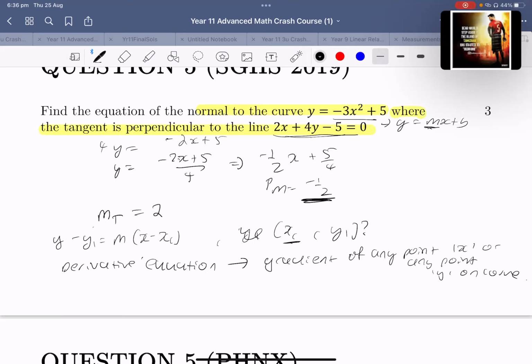What do we want? We want the gradient of the tangent to be 2. We already have a y equation here, so let's differentiate y. That's going to give us minus 6x. And what do we want? We want an x value such that the gradient, the y dash value, would equal 2. So x is equal to minus 2 on 6, which is minus a third.